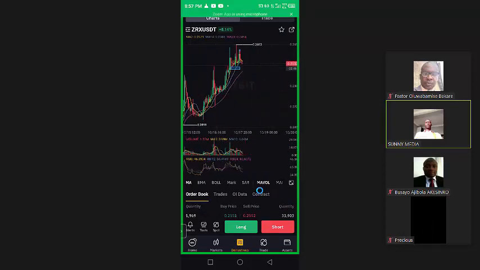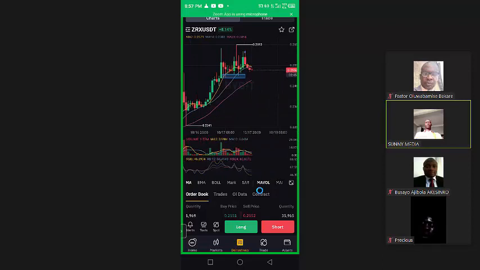Swing Failure Pattern works best if you want to go long. Go to top losers, search for coins that respect this particular pattern that I just taught you guys, and long it. Same way, if you want to go short, go to top gainers.